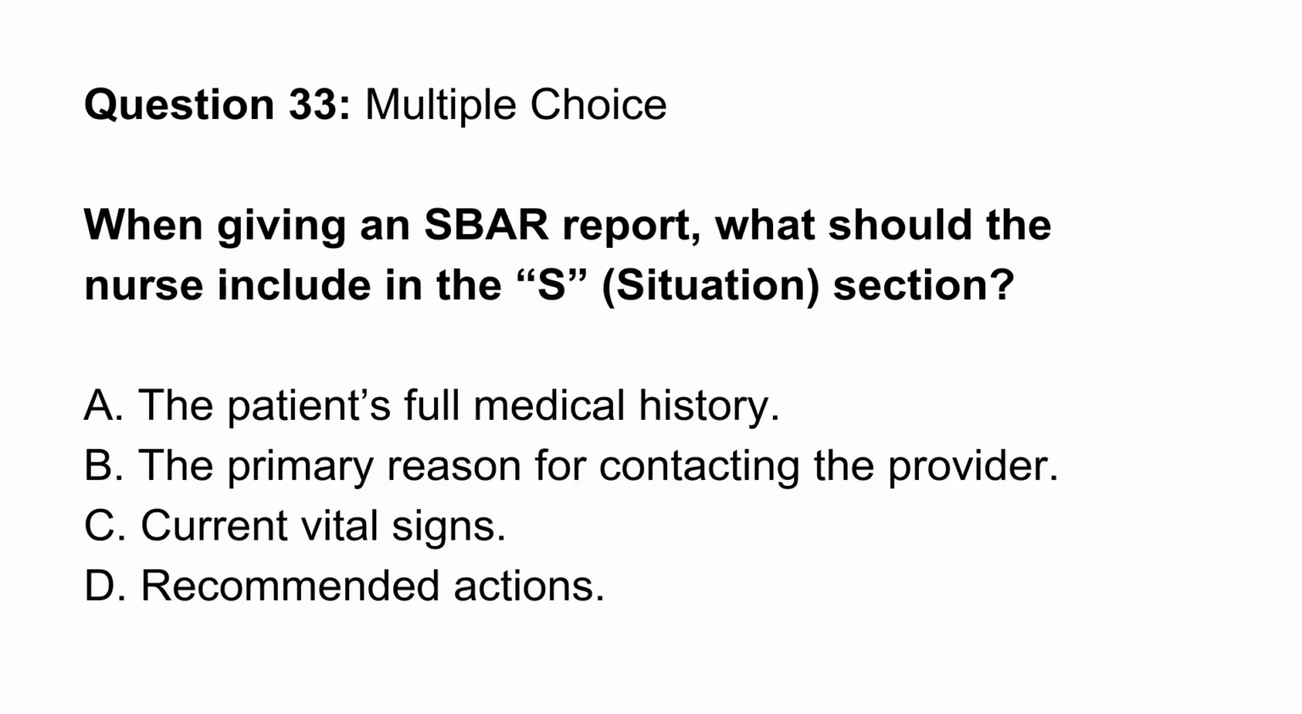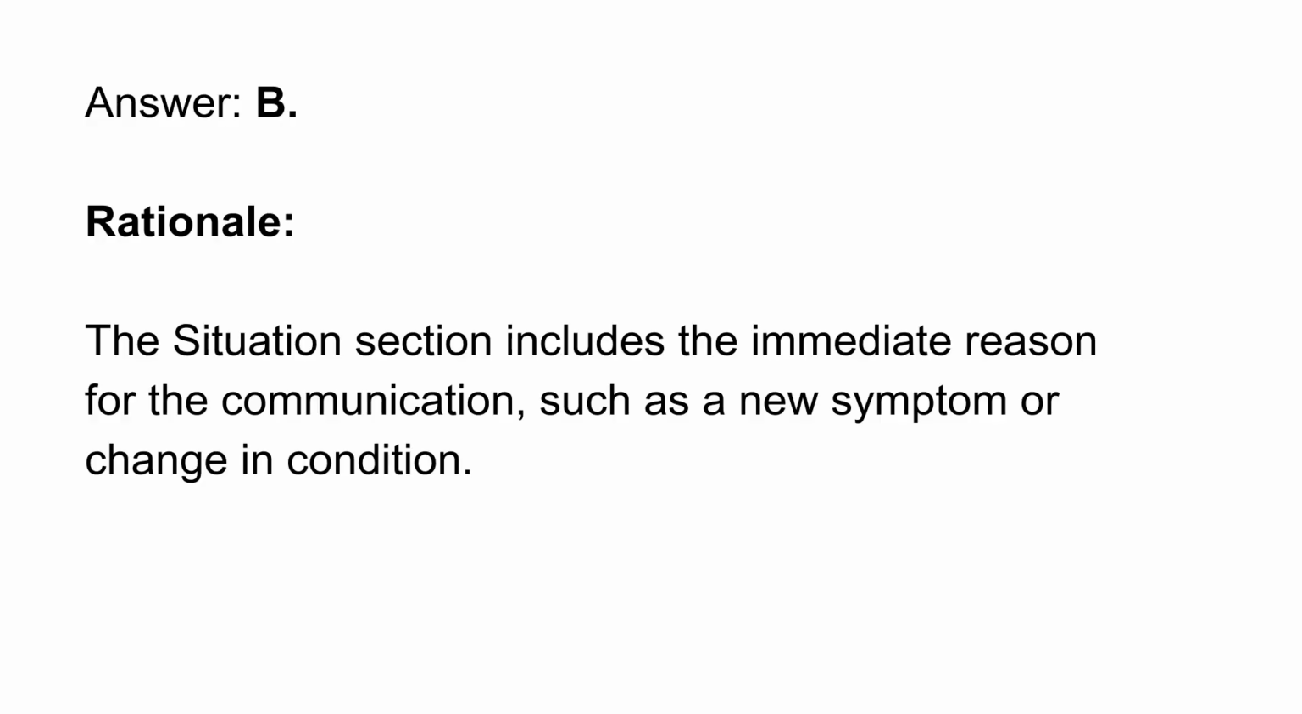Question 33. Multiple choice. When giving an SBAR report, what should the nurse include in the S, situation section? A. The patient's full medical history. B. The primary reason for contacting the provider. C. Current vital signs. D. Recommended actions. Answer: B. Rationale: the situation section includes the immediate reason for the communication, such as a new symptom or change in condition.